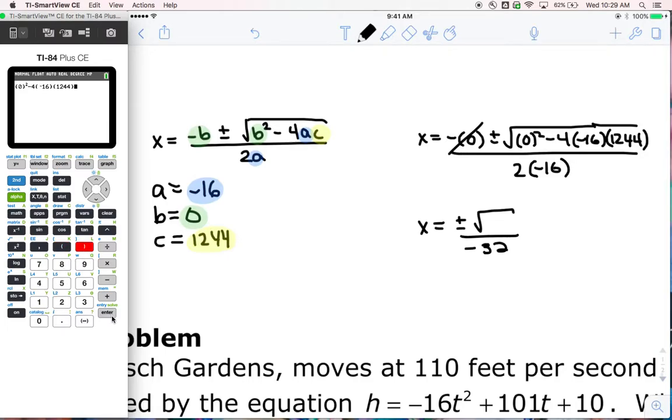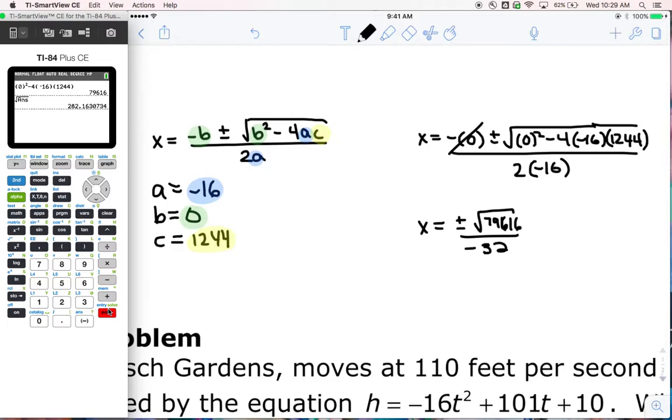And what number do we get? 79616. Okay, so let's see if that's a nice number. What is the square root of 79616? Ooh, that's not very nice. Okay, that's not a super nice number.